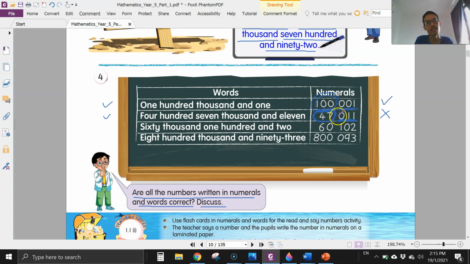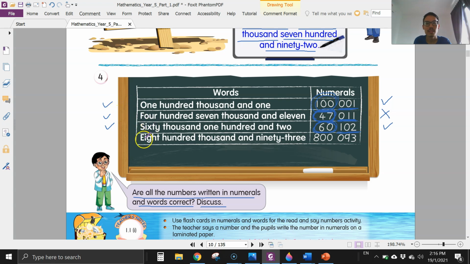So how do we read this number? This is actually 47,011. Okay, next, 60,102. Okay, we underline three numbers behind. The thousand group is, can you see 60? 60,000 is correct. 102, this is correct.